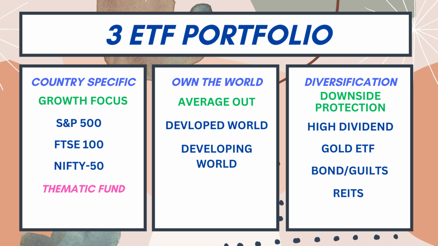The third section is a dedicated section for diversification. So for downside protection, you can choose either a high yield dividend ETF. The second class would be a totally different asset class, such as a gold ETF or a silver ETF or a copper ETF. The third one, you could choose either bonds, government bonds, gilts, which is popularly known in the UK. Or if you are more into properties, then you can choose REITs. Okay, so these are the real estate investment ETFs.